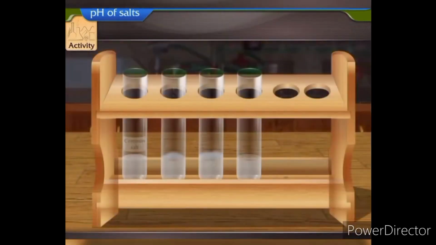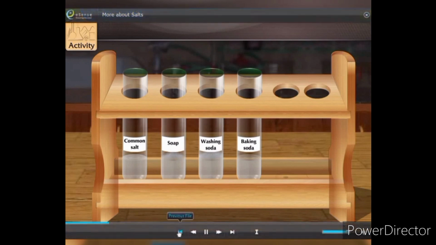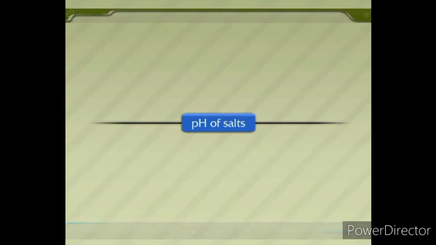Activity: prepare saturated solutions of common salt, soap, washing soda, and baking soda. Note the colors of all the solutions and enter them in the observation table. All these solutions are colorless. pH of salts.